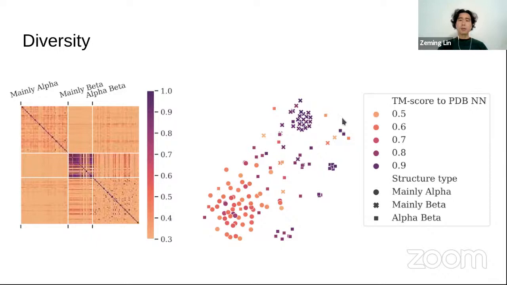And on the right side, you can see the TM score with the nearest neighbor in PDB, and most of them are not 1, which means that we're not really recapitulating the training set, although we do have a lot of proteins that are quite close, and none of the proteins are really of a different fold. And so these are folds that exist in nature, but not the exact proteins.